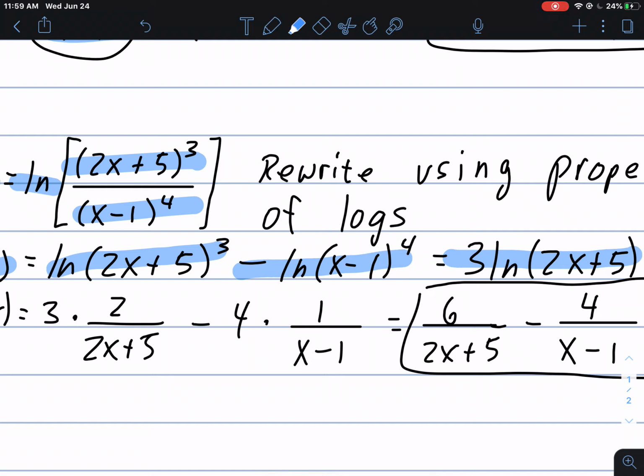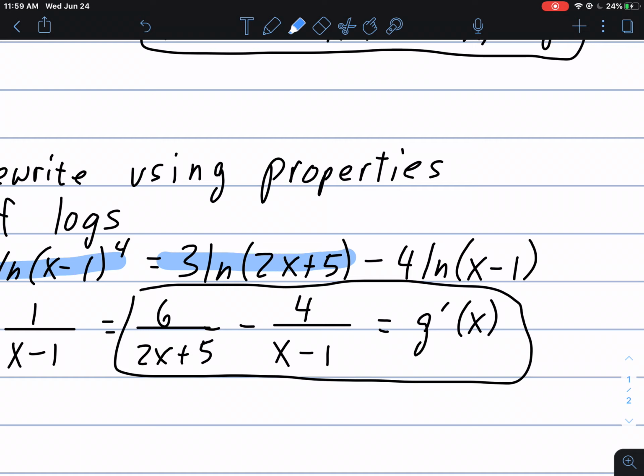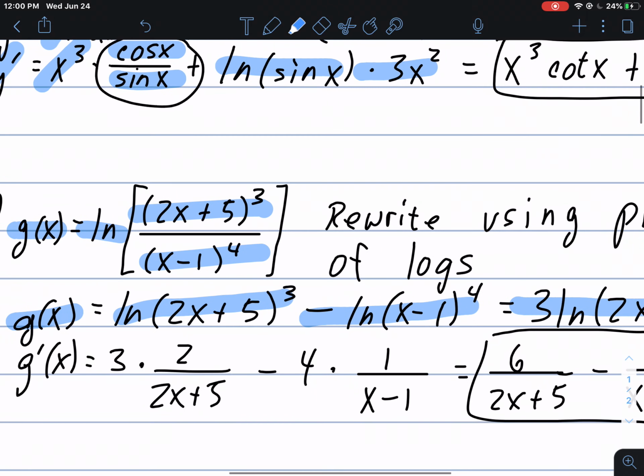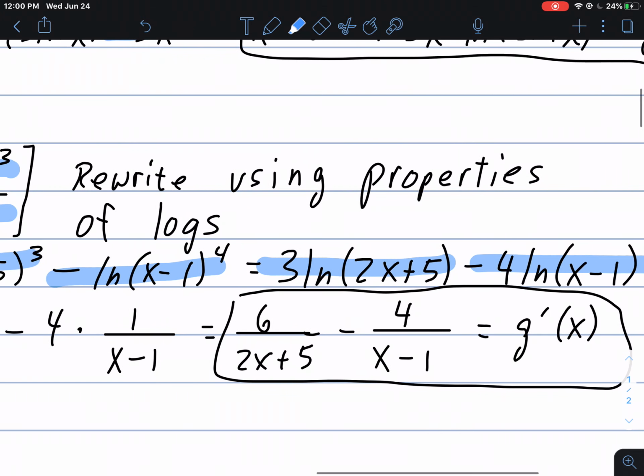So that's 3 times ln of 2x plus 5. And equivalently minus, I could rewrite the back end as 4 times the natural log of x minus 1. Those are properties of logs. Now I'm going to differentiate. But you look at now what I'm differentiating compared to what we were originally differentiating. And I think I've made life a lot easier for myself by using the property of logs to write that original function g of x as this. So now I can differentiate 3 times the natural log of 2x plus 5. Well, that's a constant 3 times the derivative of that natural log, which is the derivative of the argument.